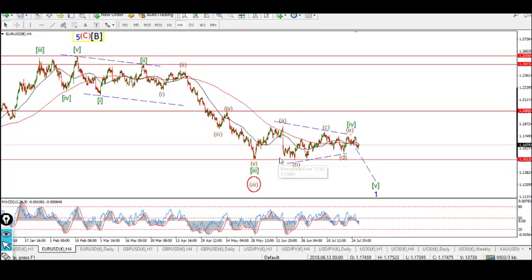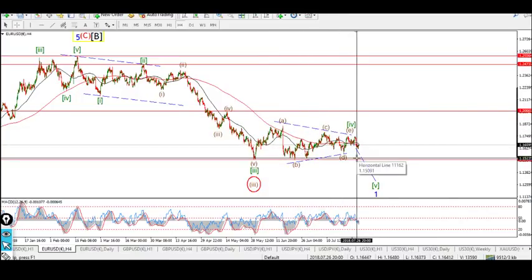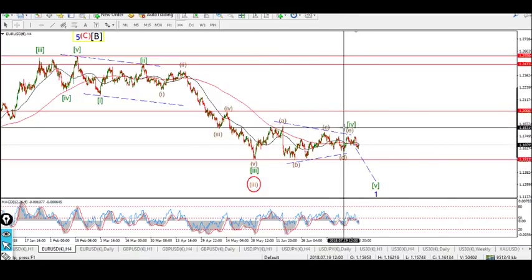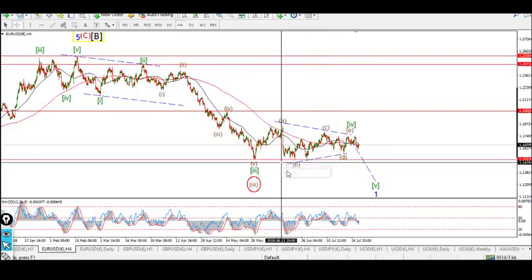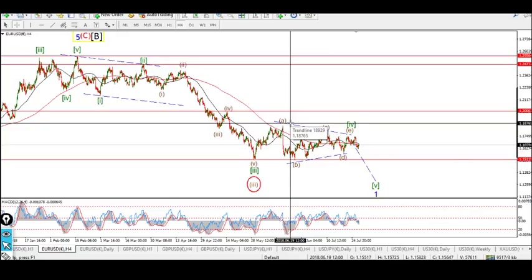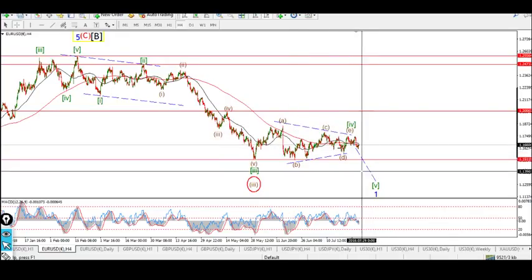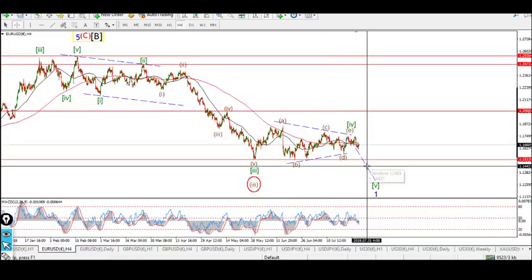This is the 4 hour chart euro dollar, and what we've been tracking for a while is this contracting triangle and a possible wave 4. The operating count is complete, and we should be moving down off the high of wave 4 into wave 5.